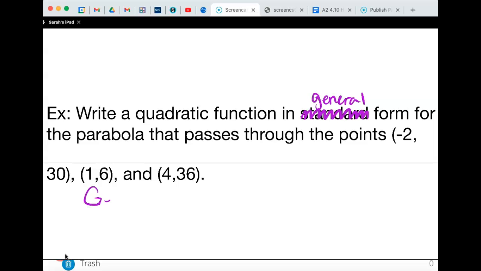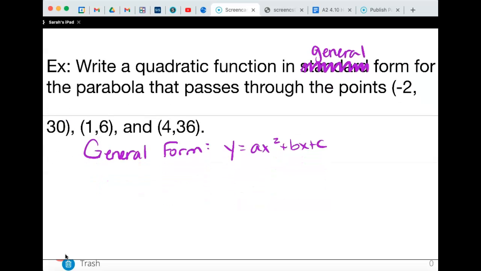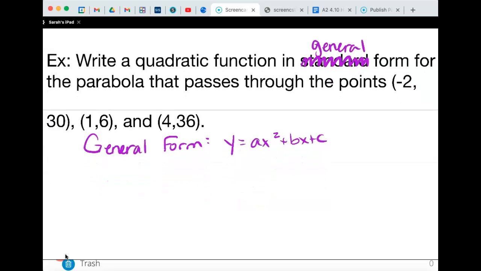Yeah, so we want to write in general form, which is that y equals ax squared plus bx plus c. So we're given 3 points. So none of these points represent a, b, and c. They just represent the x value and the y value. So bear with me, this is a hot mess.